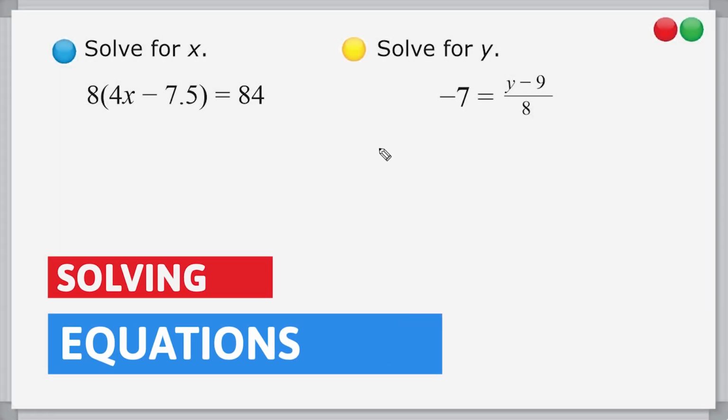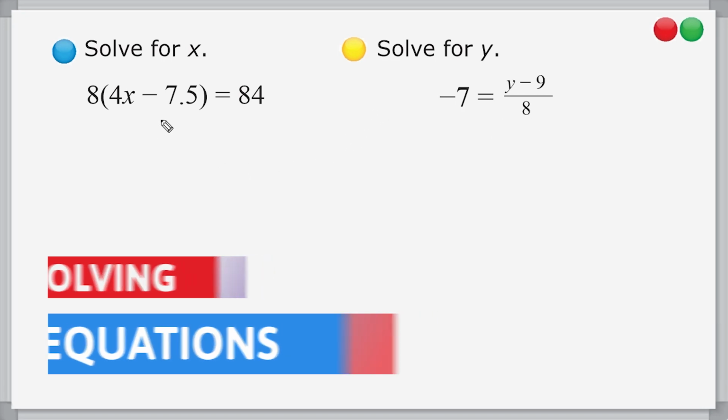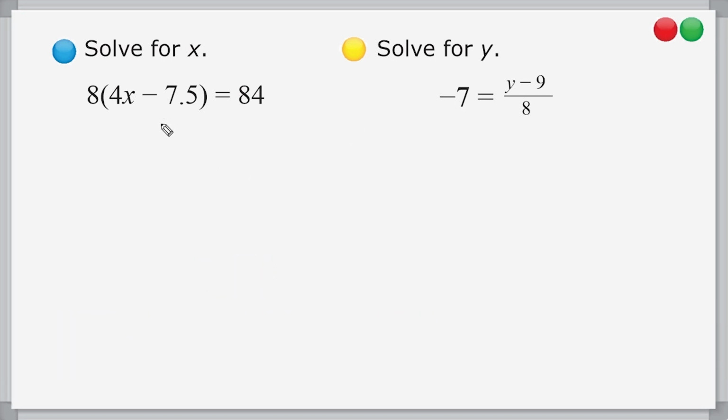All right, we have a couple of equations here that we have to solve for. This one we have to solve for x, and this one we have to solve for y. Now to solve this equation, there are a couple of approaches we could take. The first one is we could take this 8 and distribute it to each term inside the parentheses. And if we did that, that would give us 32x minus 60 is equal to 84.